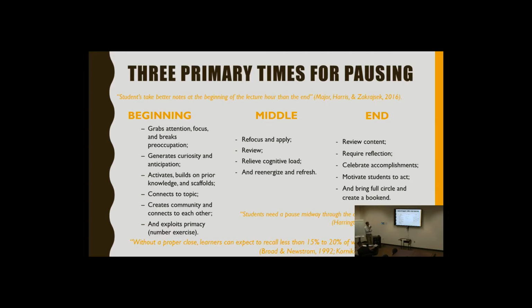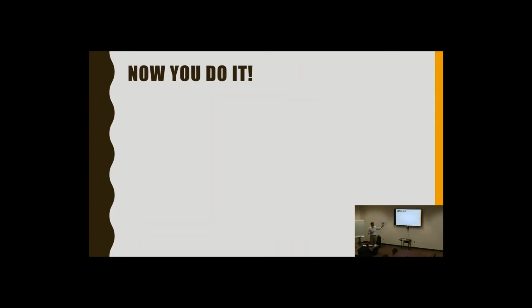So without a proper close, learners can expect to recall less than 15 to 20% of the lecture without a conclusion. And I'm so guilty of this. Sometimes I'm rushing through content so much that I'm done talking and then they leave out the door. But they remember less that way. So it's important to provide that opportunity.